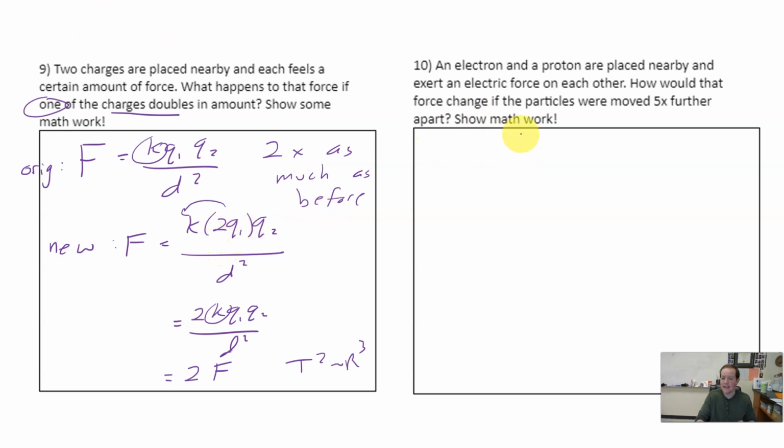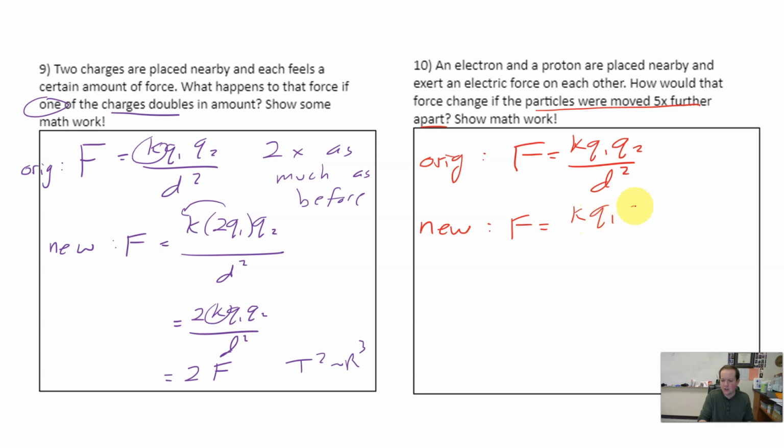I'm going to switch colors. Okay, again, it's a proportion question. So, what's the original equation? Oh, I know my handwriting is really crappy in this video. F equals K Q1 Q2 divided by the distance squared. What's the new version looking like? Well, K hasn't changed. But it says, how would the force change if the particles were 5 times further apart? Okay, well, the charges, Q1 and Q2, haven't changed, but now I have 5 times the distance, right? 5 times further. And we square the distance, right? That's what the equation shows.